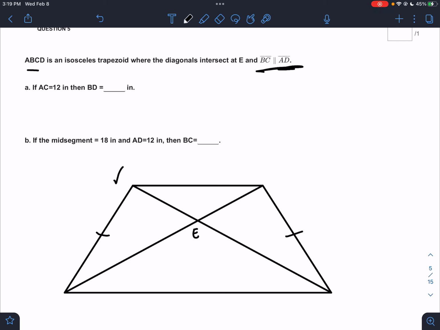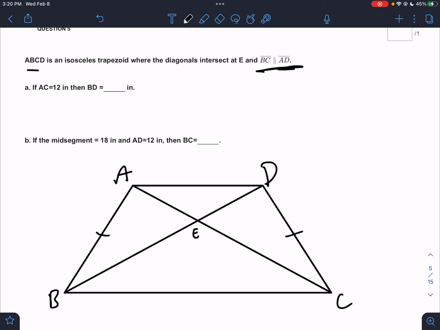It's called ABCD. So if I go ABCD, that does not get this done. Right now I have AB and CD parallel, so it can't be like that. What about if I go like this? ABCD. If I go that way, that checks out. Now I have BC parallel to AD. So I got that. If AC equals 12, then what is BD?